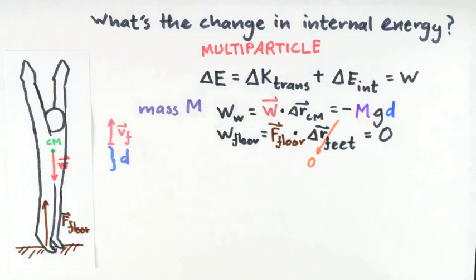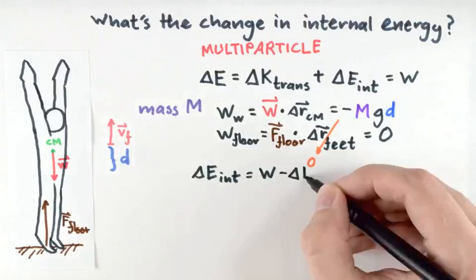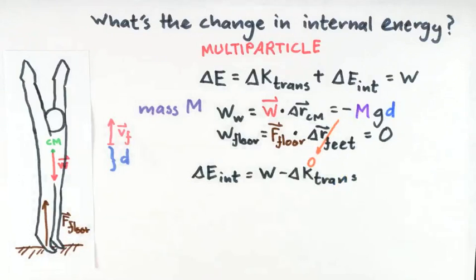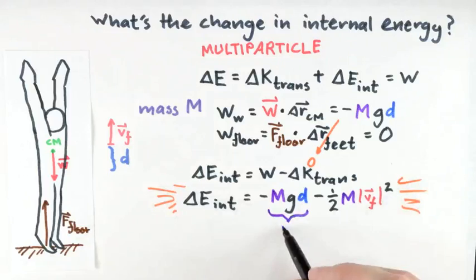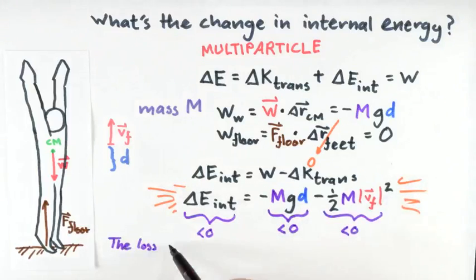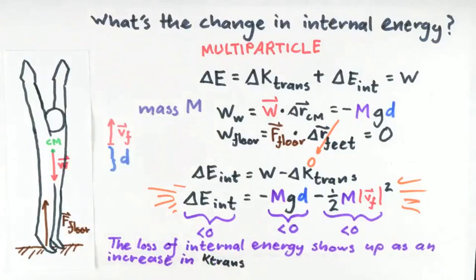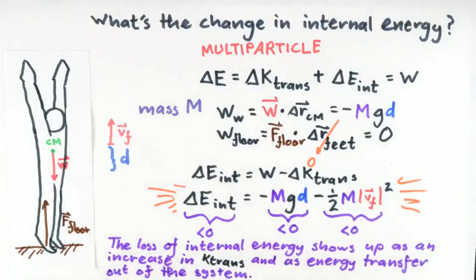So in the full multi-particle problem, the total work done on our system is just that work done by the weight force. We rearrange the energy principle to solve for our unknown change in internal energy, and we plug in what we know to obtain the final result, our solution to the original problem. Let's just interpret this. We see that the change in internal energy is negative. This means that there is an overall loss of internal energy, which shows up in part as an increase in translational kinetic energy of the jumper and in part as energy transferred out of our system, the jumper, by the weight force.